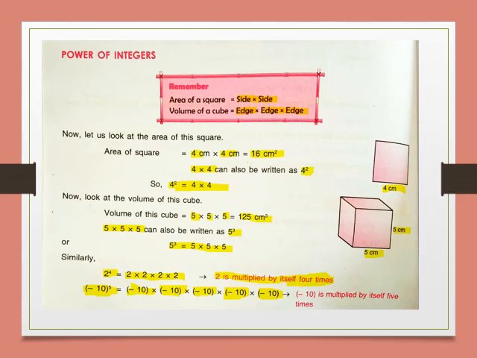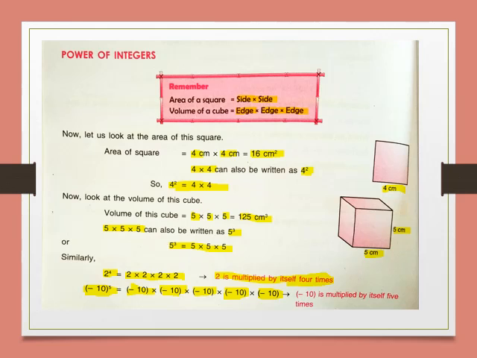The same way 2 raised to 4 can be written as 2 into 2 into 2 into 2. Means 2 is multiplied by itself how many times? 4 times. Now see here, minus 10 raised to the power 5. How will you read it? Minus 10 raised to the power 5. So minus 10 into minus 10 into minus 10 into minus 10 and into minus 10. This is how we will write the power.